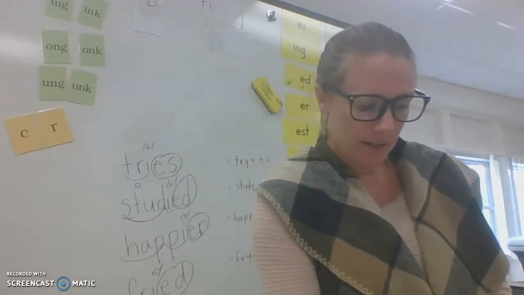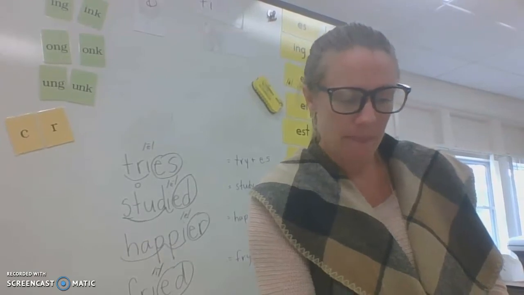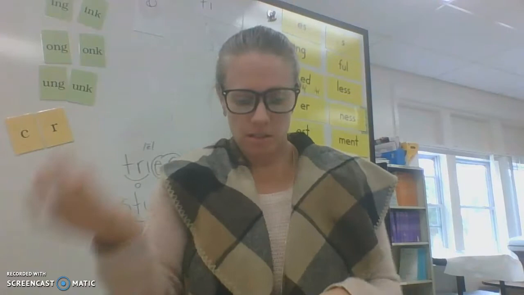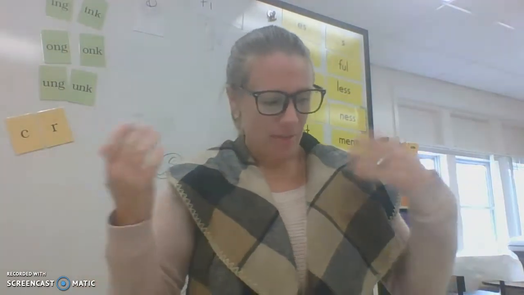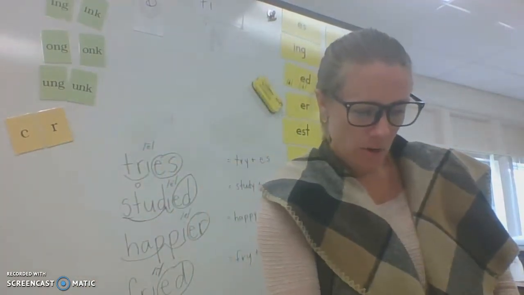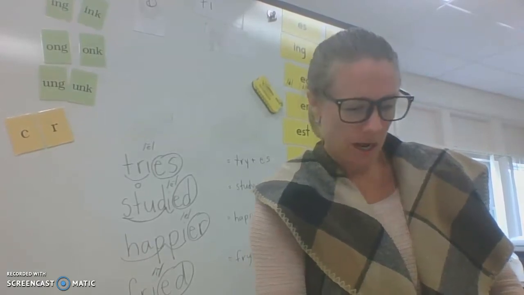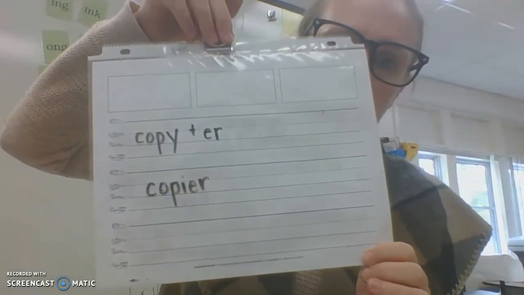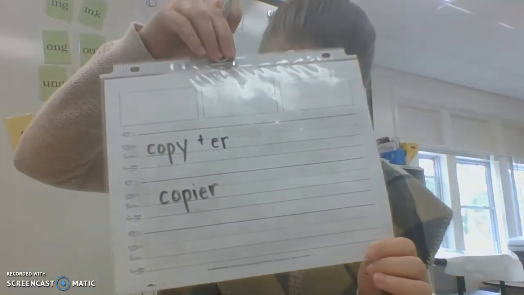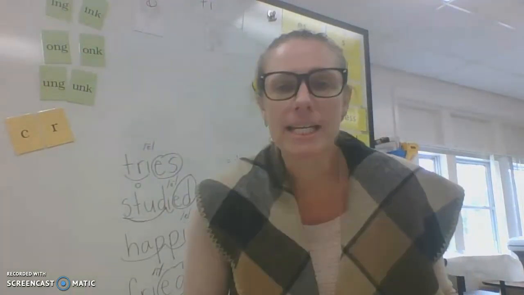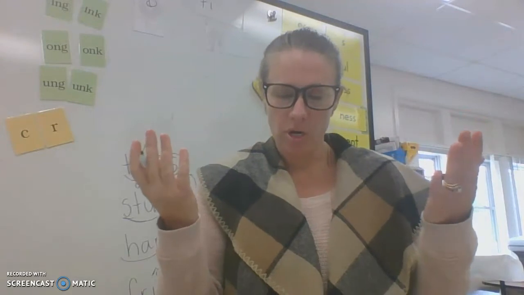Now I want you to put a plus sign and write the suffix that you're adding. Remember, it was copier. So you should have base word plus suffix. And then on the next line below, I want you to write the whole word, copier. So it should look like this. Copy plus copier. And last, I want you to spell it orally out loud and mark it up.